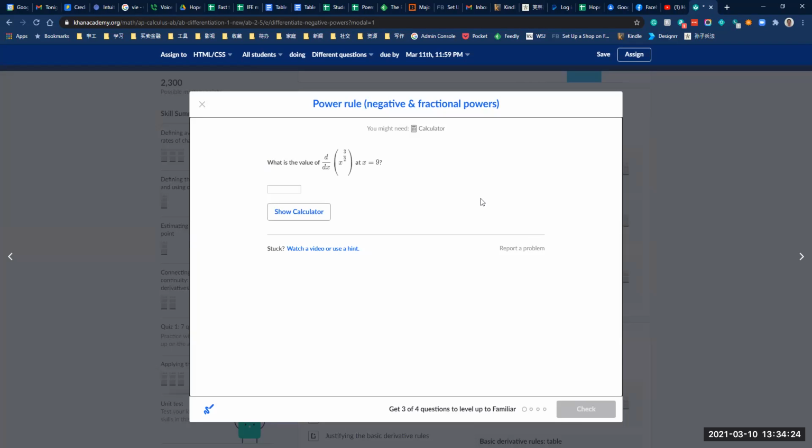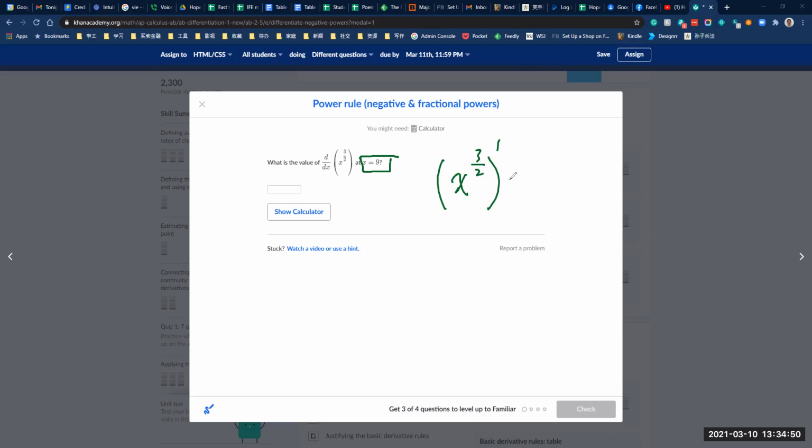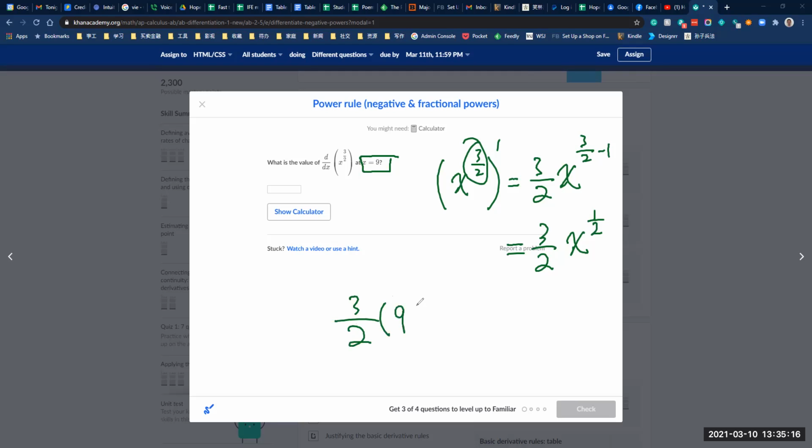Now here there's two steps. One is that we need to use the power rule to find the derivative. Then second is to substitute the value of x into it. So that's why they allow you to use a calculator. So if you look here, what we have is x to the 3 over 2. Remember this is our n, so 3 over 2, then x to the 3 over 2 minus 1. Now it involves fraction subtraction, which gives x to the half. And now we're going to substitute x equal 9 into it. That means we have 3 over 2 times 9 to the half.